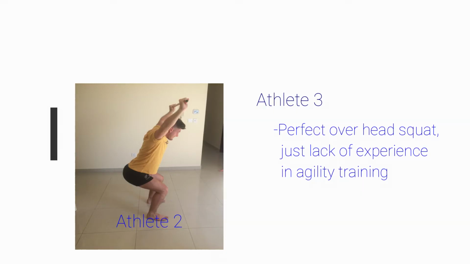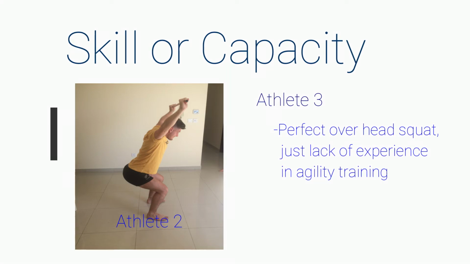So athlete number 3's main issues, I put them down to a skill issue, as he hadn't got much experience performing agility drills, whereas athlete number 2, again I put his main issue down to capacity and tight hip flexors.